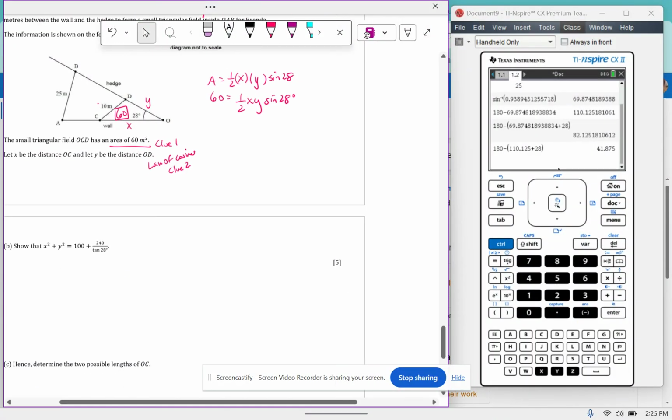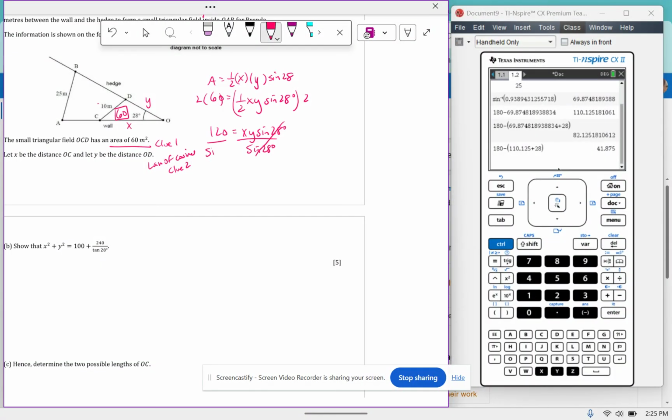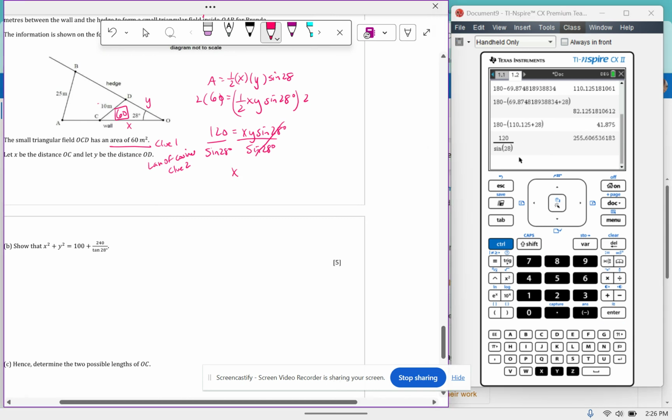Okay, I'm going to try to clean this up a little bit. I'm going to multiply both sides by 2. I have 120 is equal to x, y, sine of 28. I'm going to divide both sides by the sine of 28. And then I'm going to end up with a representation of x times y. And that's as far as I'm going to go because I don't think I can go any further than that. So I'm going to stop there. So I've got x, y is equal to 120 over the sine of 28.